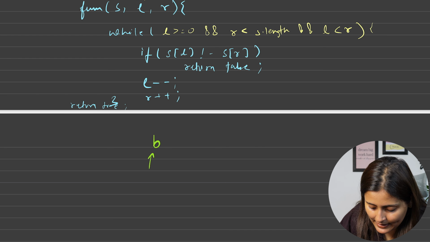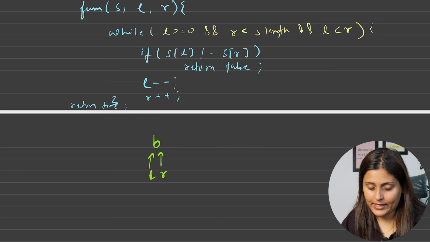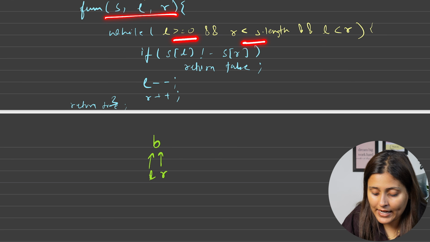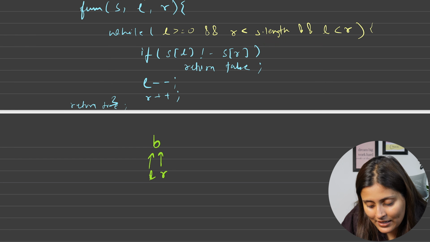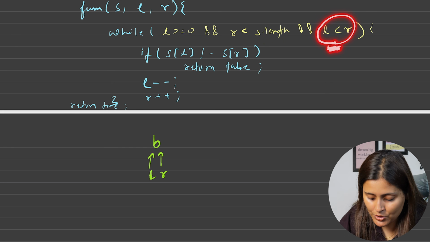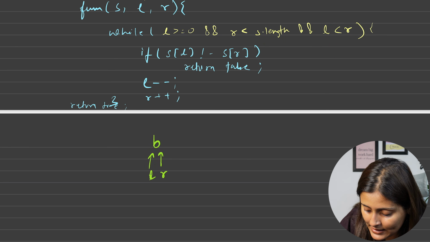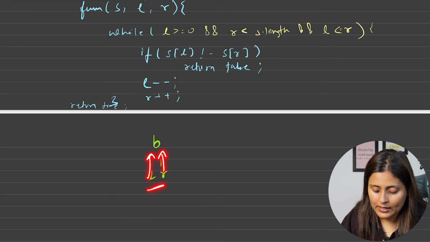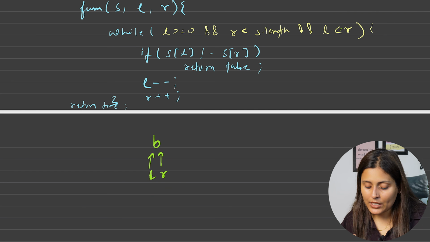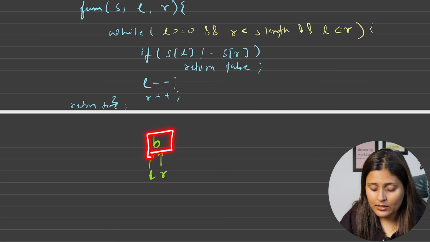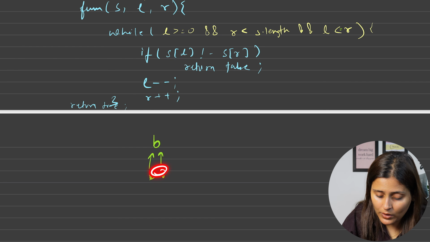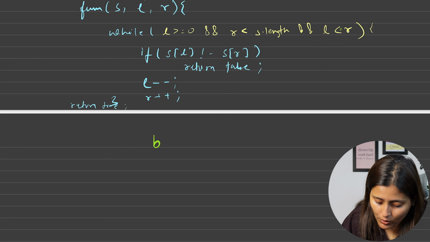Definitely we are at B, and the left and right pointers point to the same index, okay? So in this function, as long as left is greater than or equal to 0, right is less than s.length, and left is less than or equal to right. Here they are the same, so we have to put less than or equal to also, so that this will run. If the characters at left and right are equal, definitely these are the same, so we will do left minus minus and right plus plus.